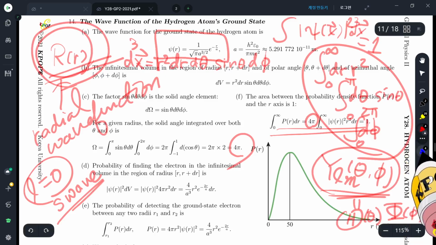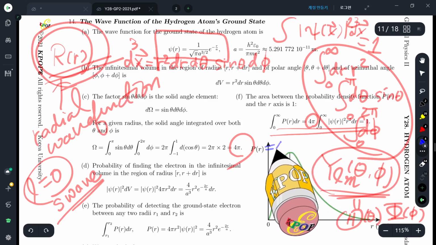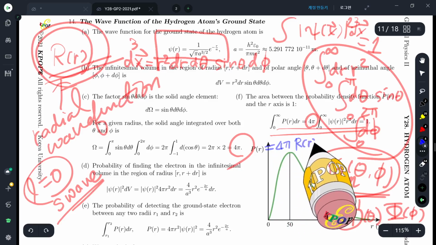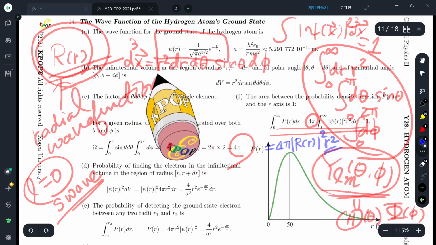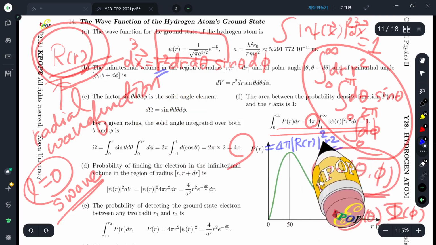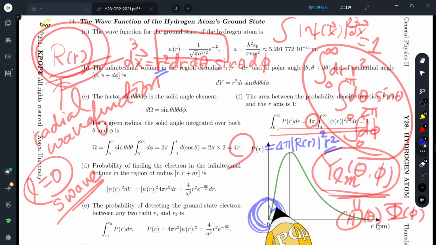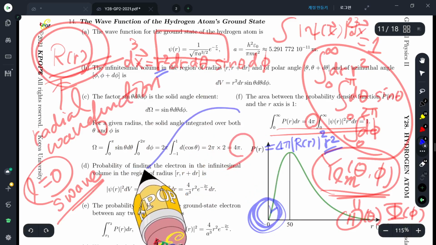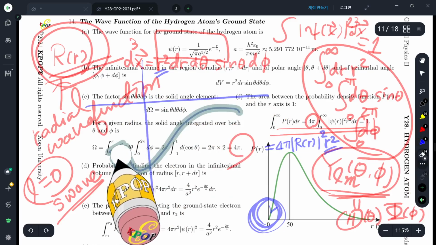Here, we notice this ground state wave function has the shape P(r), which is actually the radial wave function squared times r squared. This r squared comes from the Jacobian. Because of this r squared, it vanishes as r goes to 0. In addition, I told you if the potential energy is 0, I should remove this.